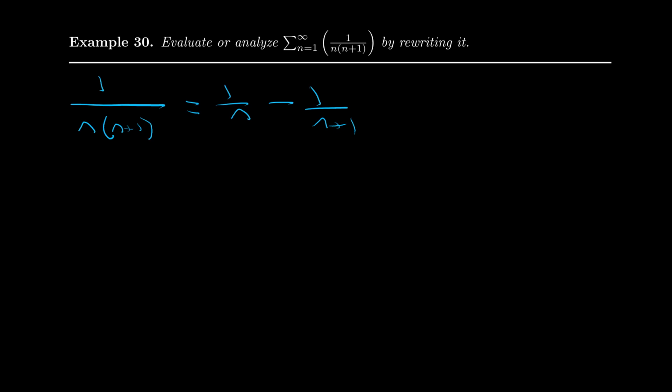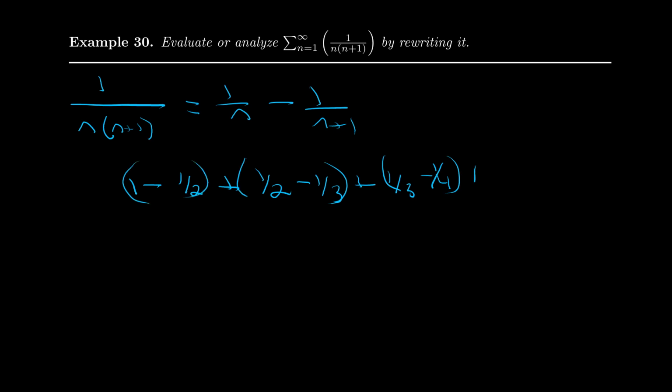Okay. That is, the terms are going to look like 1 over 1. So 1 minus a half plus a half minus a third plus a third minus a fourth minus a fourth. And this is just going to keep going on and on forever. Okay. So plus dot dot dot. Right. I'm just doing this series here.